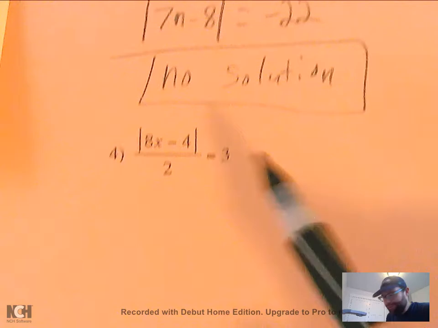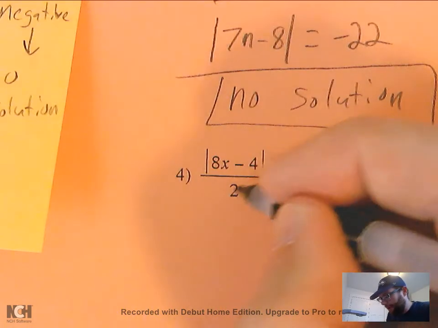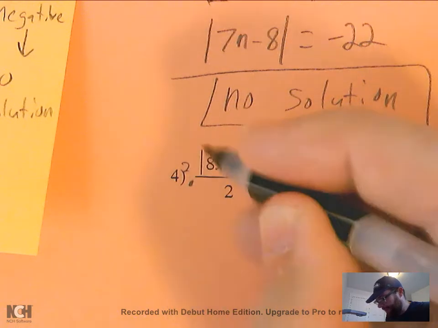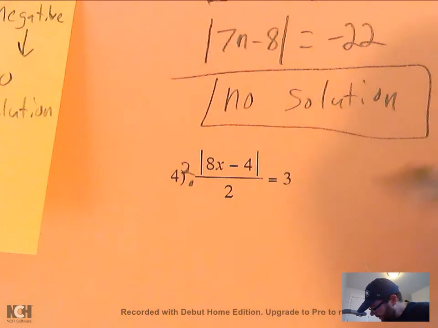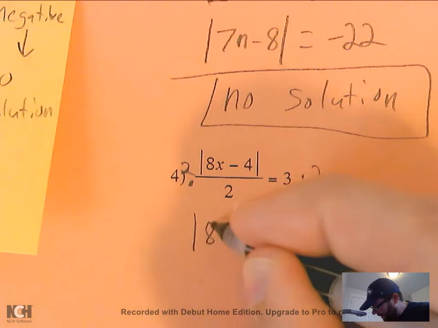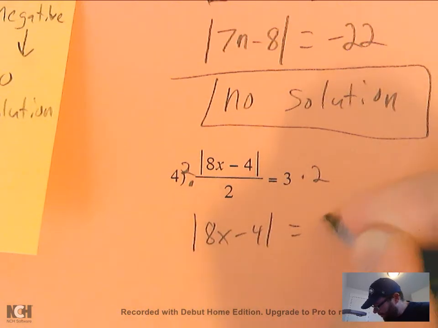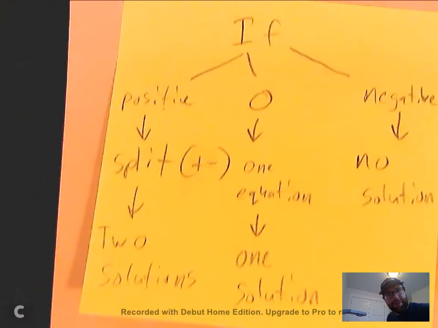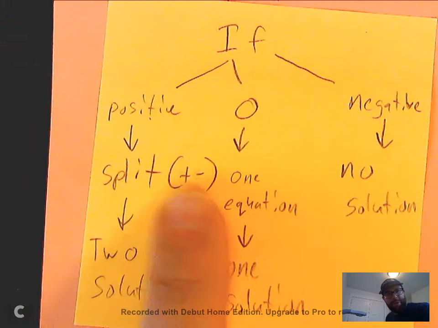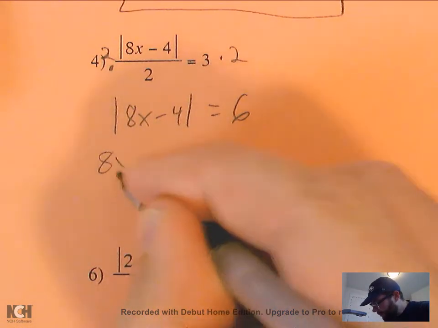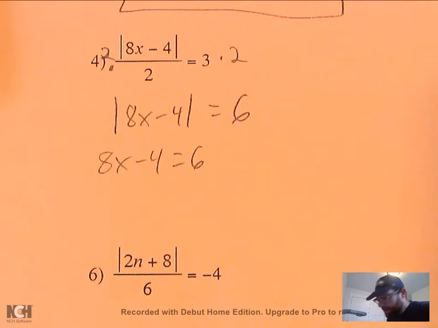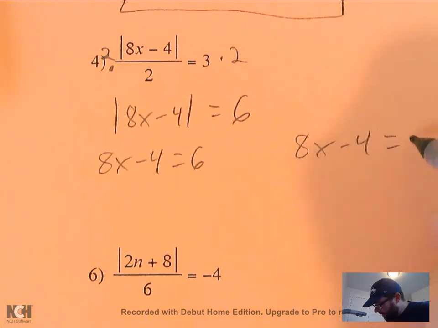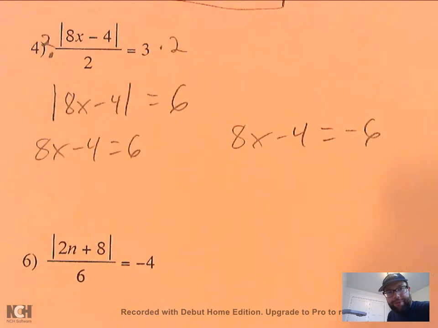Okay. This one is dividing by 2. So to get rid of that divide by 2, you'd have to multiply by 2. Multiply by 2 gives the absolute value of 8x minus 4 is equal to 6. And then it's all by itself. It's equal to a positive number. So this is where you split it into the positive and negative possibilities, and there are two solutions. So 8x minus 4 could equal positive 6, or 8x minus 4 could equal negative 6. Both of those have the absolute value of positive 6. So we've got to solve for both.